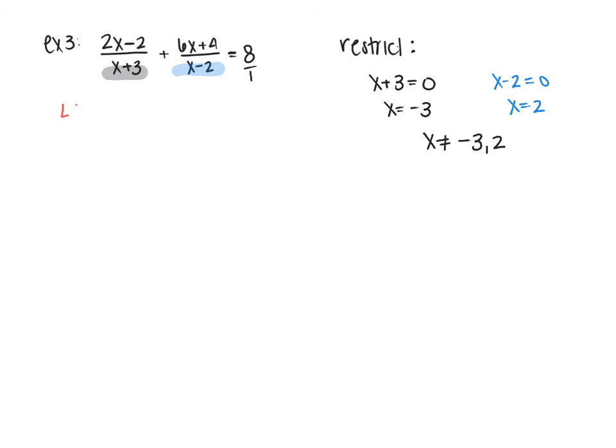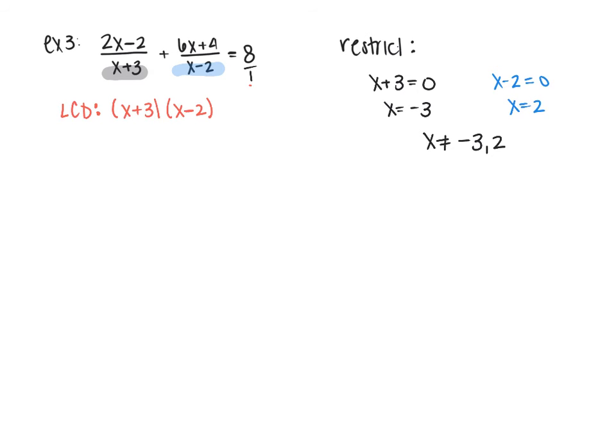I need to identify my LCD. Well, think back to last section. My LCD is all the unique factors. Now, yes, I have a 1 in that last denominator, but 1 multiplying by 1 doesn't change anything. So my LCD is x plus 3, x minus 2, not x plus 2.